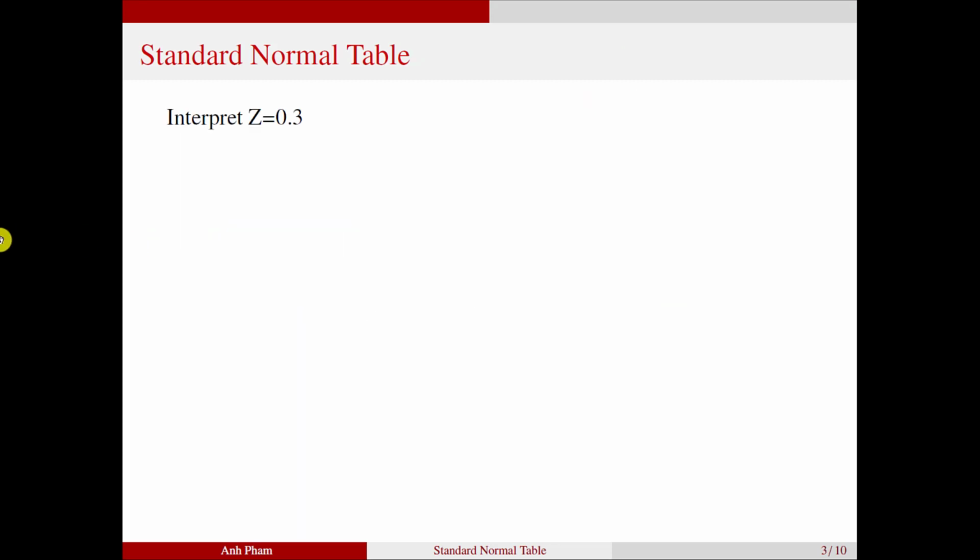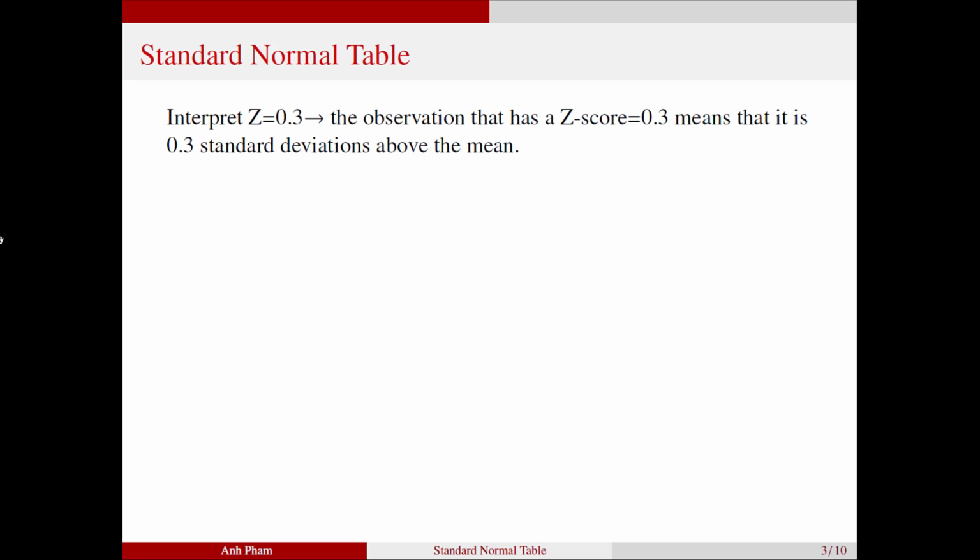Now let's have some interpretation. If an observation has a Z-score of 0.3, this means that the observation is 0.3 standard deviations above the mean. That is how you interpret a Z-score of 0.3, or any positive Z-score.